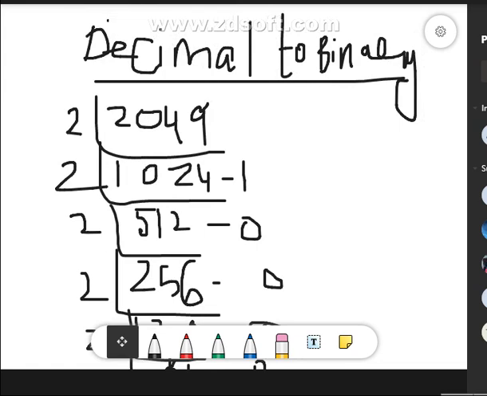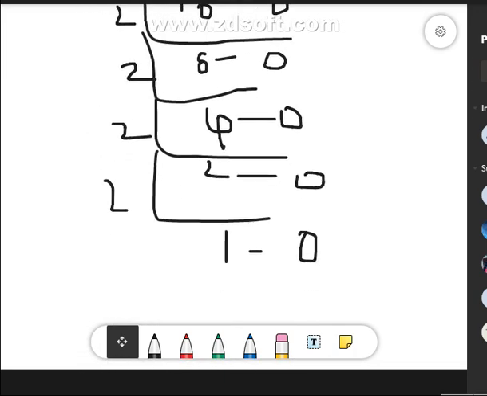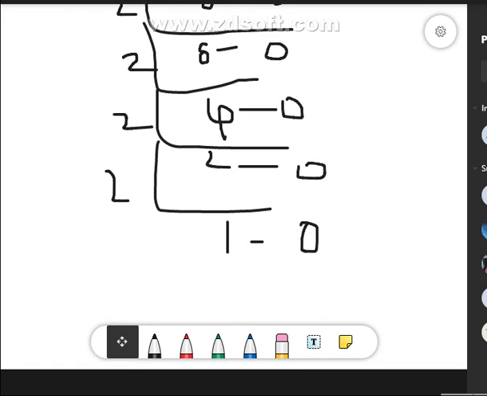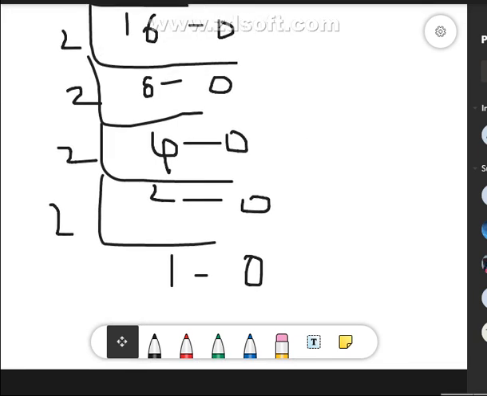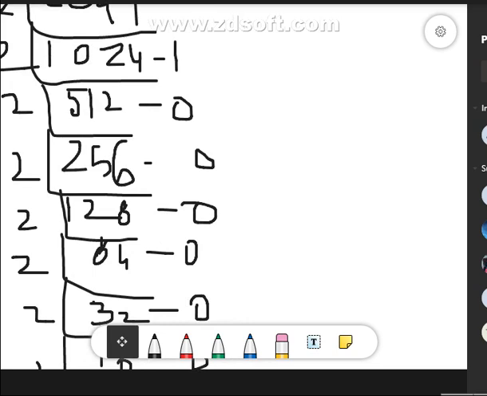To convert this decimal number into the binary number, this is the number 2049, and we are dividing with 2. Why are you dividing with 2? Because if it is the binary number, we will get the remainders in the form of zeros and ones. From bottom to top you have to take the remainders. Here the first remainder is 1, then 0 0 0 0 0, like that you have to collect all the numbers from bottom to top, so that is the required output.